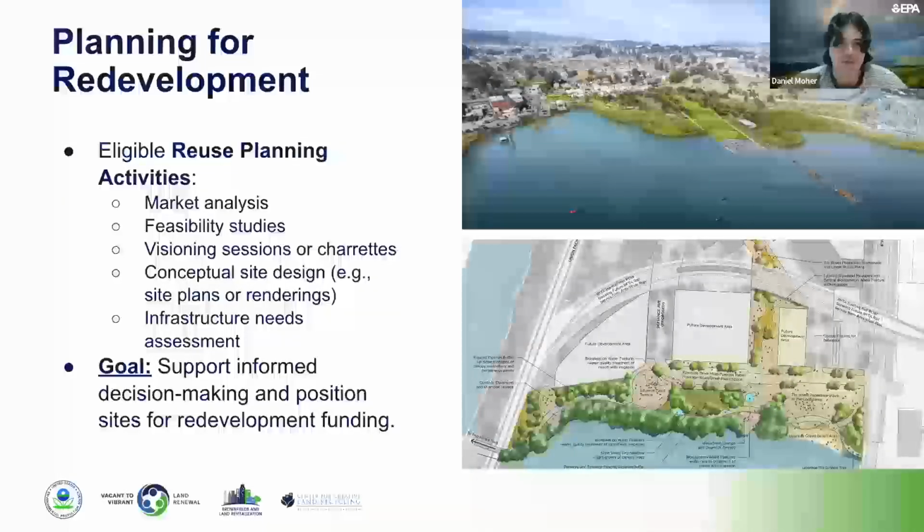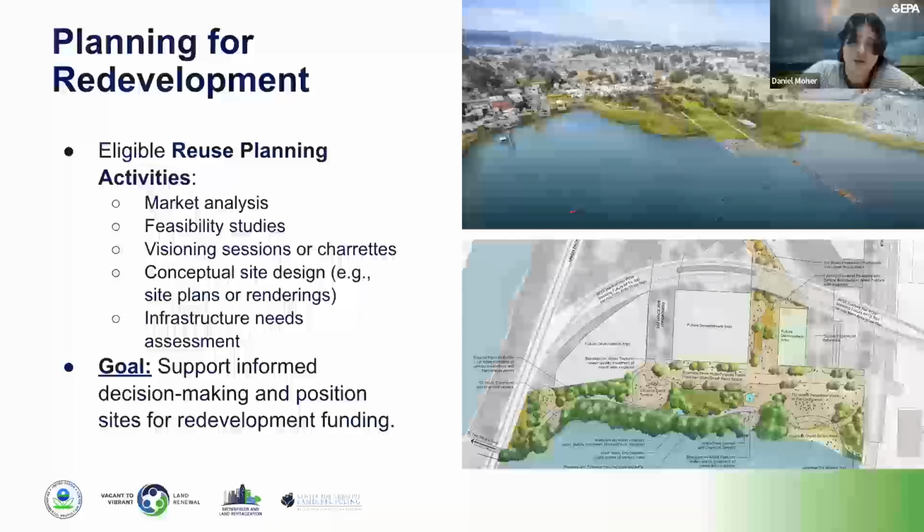So now moving beyond the environmental work, brownfields funding can also support a wide range of reuse or redevelopment planning. This can include things like market analysis, visioning workshops, conceptual site design, infrastructure needs assessment, essentially any early planning tool that will help move the site closer to redevelopment. The goal here is to help communities and maybe even developers make informed decisions about the future uses of the site, and also to attract additional funding or investment to actually bring the redevelopment to fruition. So really the purpose of reuse planning is to connect the environmental work like assessment and cleanup with the community's broader redevelopment goals, which is a really big priority in our program.